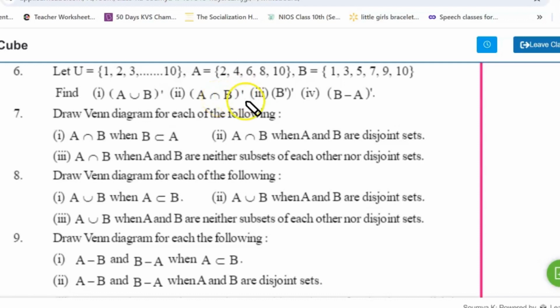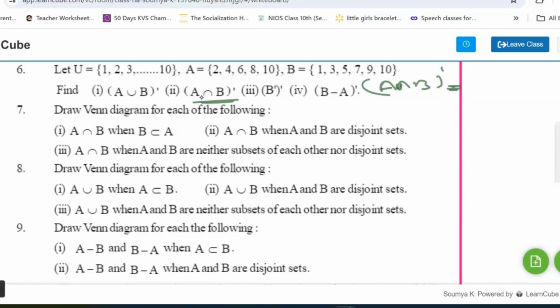A intersection B complement. So find out what is A intersection B. A intersection B has the common element 10. So 10 is the common element in this, and we need the complement of this intersection. So A intersection B will give you 10, and the complement of that would be the universal set without this 10, that is 1, 2, 3, 4, 5, 6, 7, 8 and 9, not 10. Okay, so this is the new set that is created after A intersection B complement.